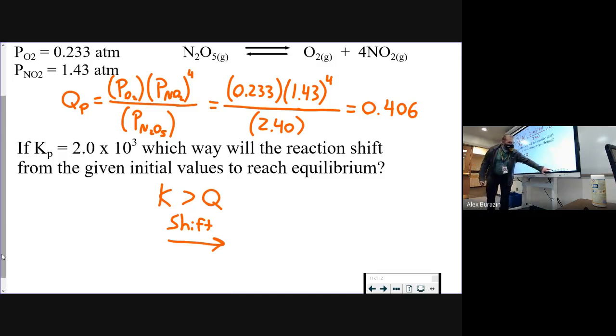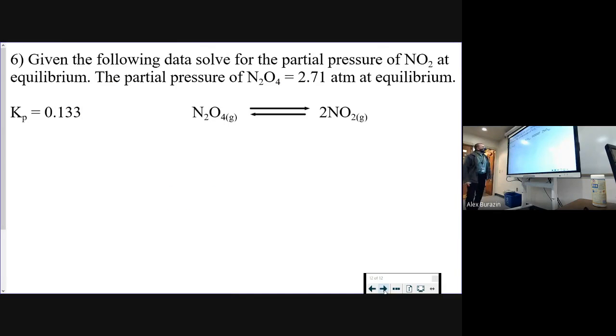Do I have one more? Yeah. Sweet. A little different. Given the following data, solve for the partial pressure of NO2 at equilibrium. The partial pressure of N2O4 at equilibrium is 2.71 atmospheres. You have all the information you need. It's just a slightly different problem. Go for it. I'll let you think.